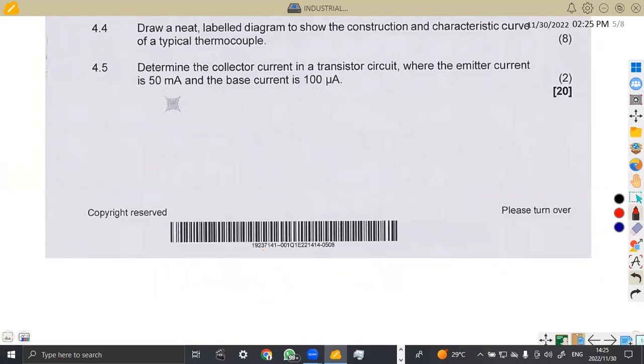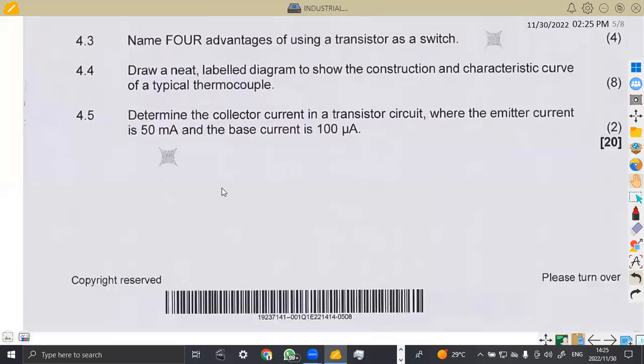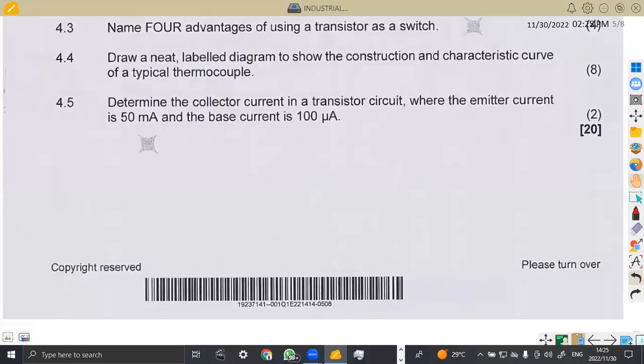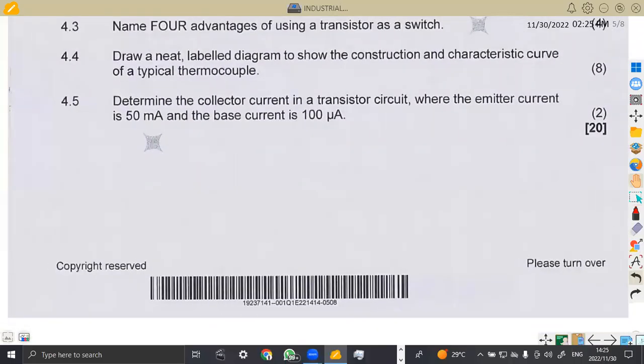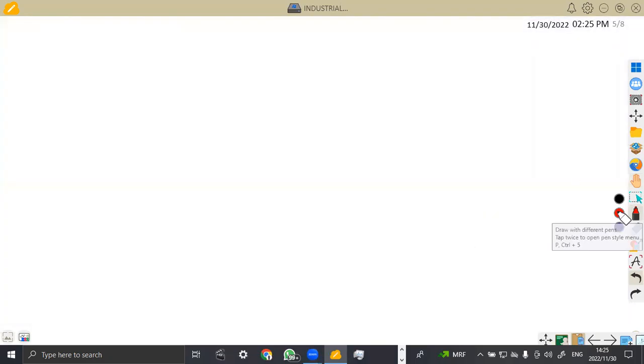The next part we are given is 4.4. It was for you to draw a neat labeled diagram to show the construction and the characteristic curve of a typical thermocouple. So how does a thermocouple look on its construction? I'm going to start with the construction first. We're just drawing how a thermocouple is constructed. So that's our thermocouple here. Let me just use another ink here. Even black is fine.